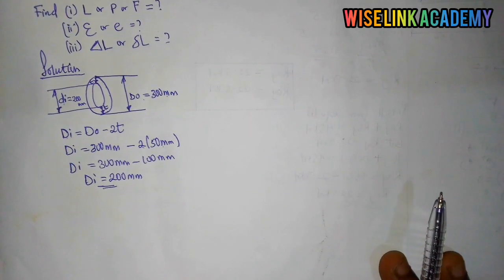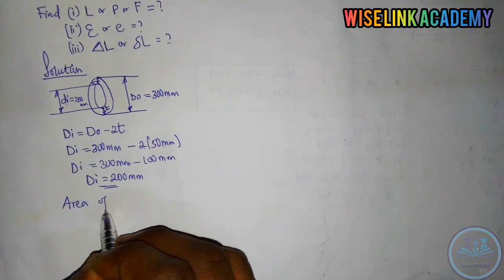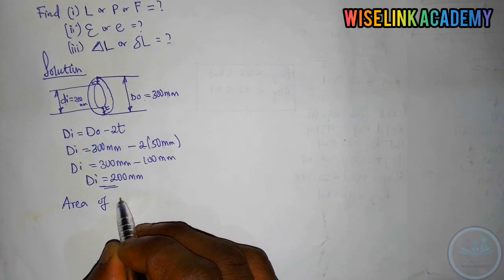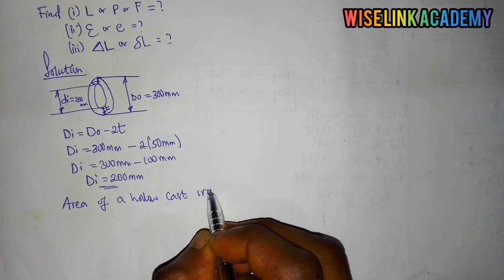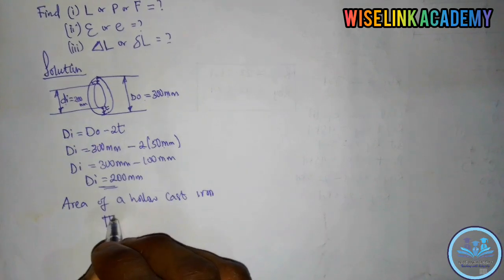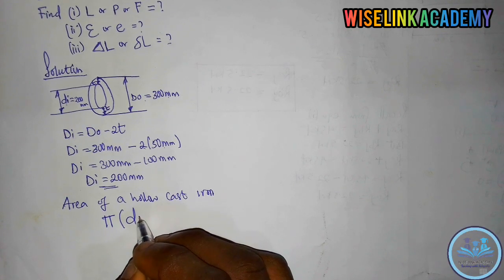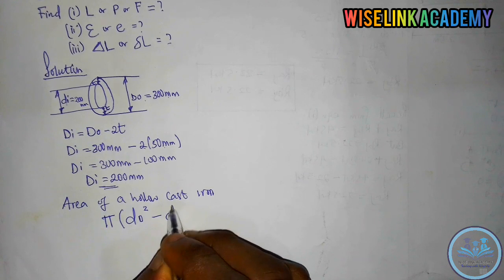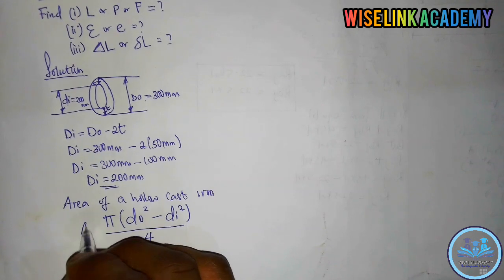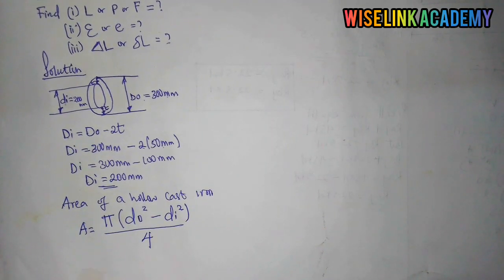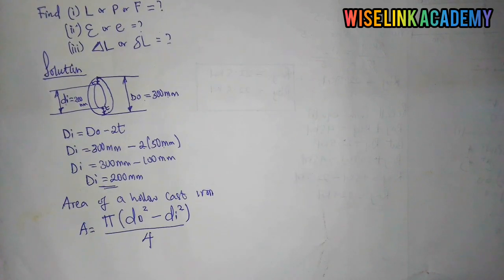The next thing is to look for the area. So the area of a hollow cast iron is given by open bracket D outer square minus D inner square, over 4, times pi. This is the formula if you want to find the area based on hollow cast iron. Do you get that now?